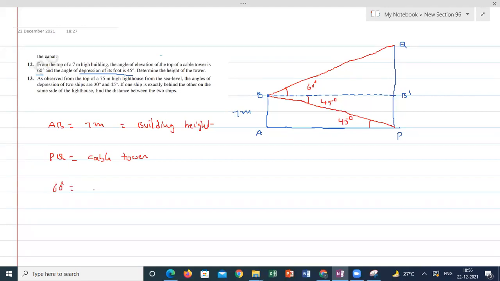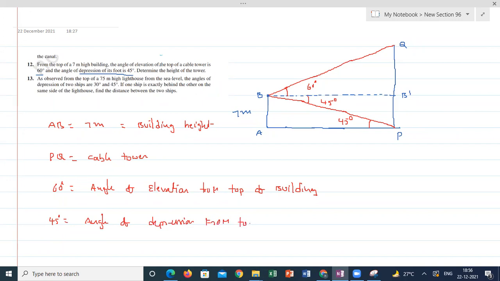60 degrees is the angle of elevation from the top of the building, and 45 degrees is the angle of depression from the top of the building to the top of the tower, to the bottom of the tower.